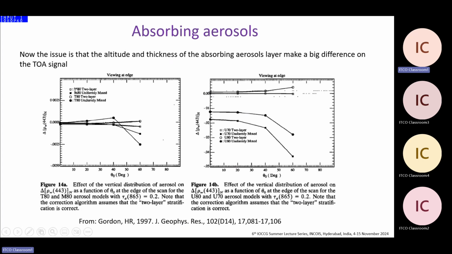M80 is a maritime aerosol. T80 are terrestrial aerosol with some absorption, not so much. But the difference between these curves is when these aerosols are uniformly mixed in the entire atmosphere or just put in 2 layers, just to have a rough idea of the impact of the vertical distribution. So in that case, the error is really minimal because these aerosols nearly do not absorb.